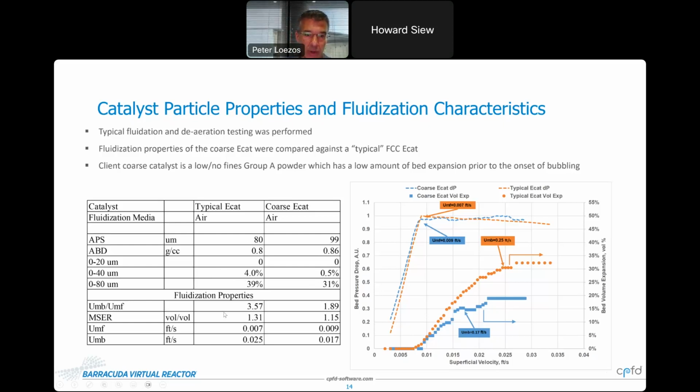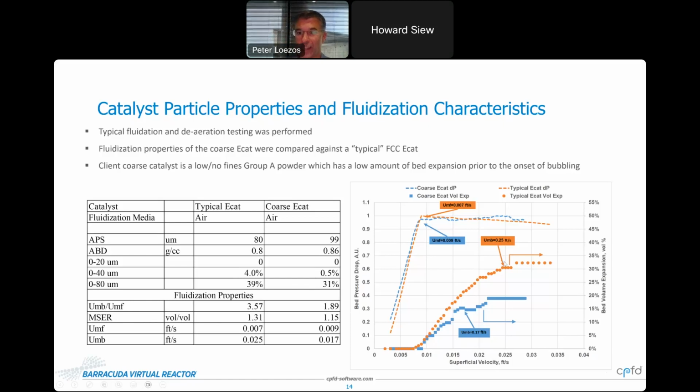Now, looking at the fluidization properties, the UMB, velocity of minimum bubbling, versus UMF, velocity of minimum fluidization, that ratio is 3.57 for the typical ECAT and much lower for the coarse ECAT, about 1.9. And this window of stable expansion, this MSER that we were talking about, is 1.31 for the typical ECAT, which means it could expand just over 30% above the rest height, and about 15% for the coarse ECAT. The results of the fluidization experiments that we performed are summarized in this table here.